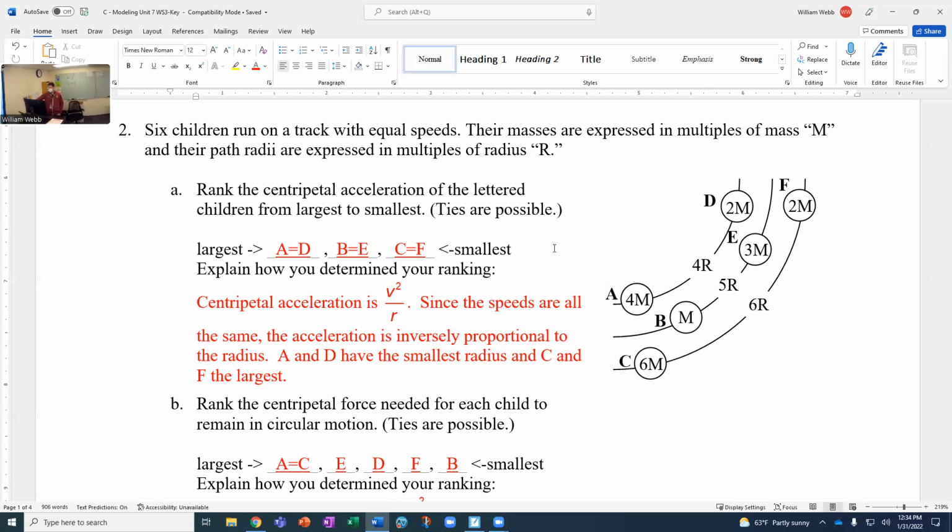And then Betty and Ernie, they're in the second row there. They have the next largest acceleration because they have a little bit larger radius. So that decreases their acceleration a little bit more than Andy and Danny. Remember I said you can never remember their names. Then we get to the third row, they have the biggest radius, so they got the smallest acceleration. So Cindy and Frank, they're the least amount of acceleration. Questions about how we process that relationship and rank them? Ranking questions are also super common in multiple choice.